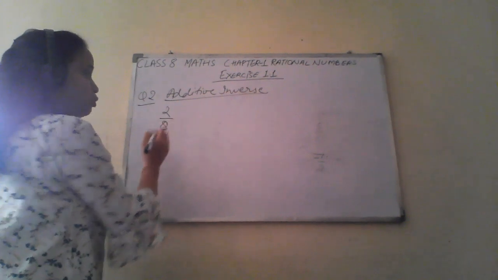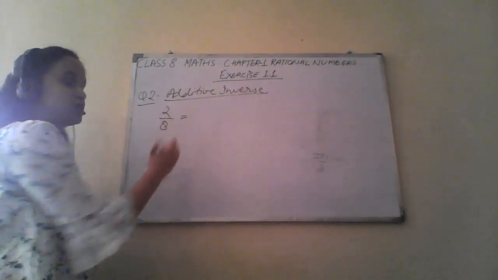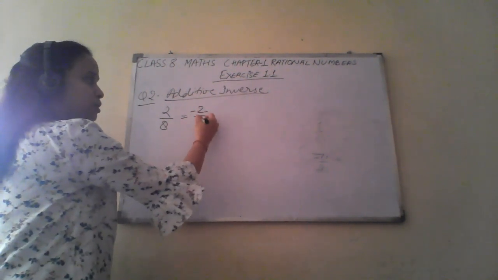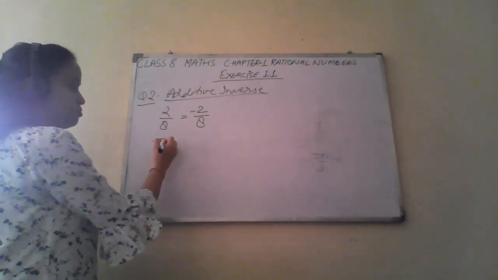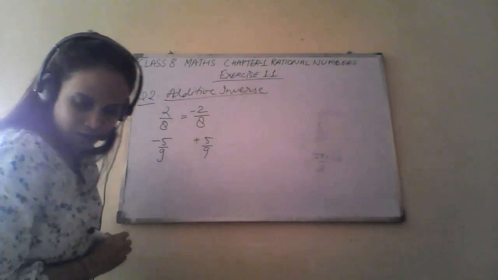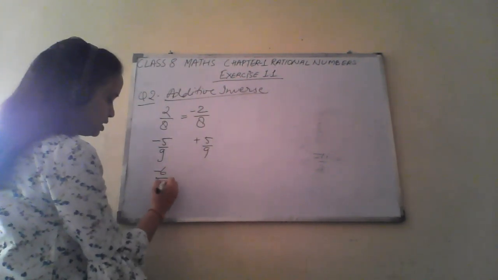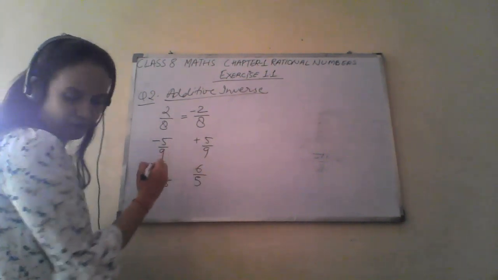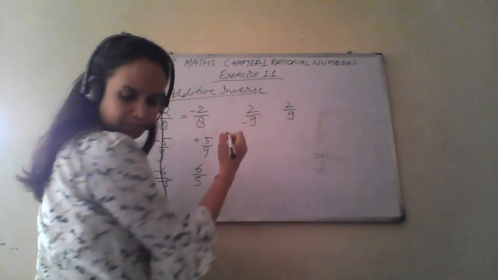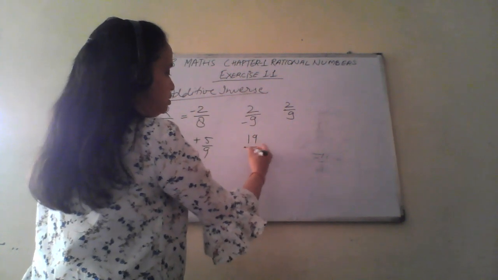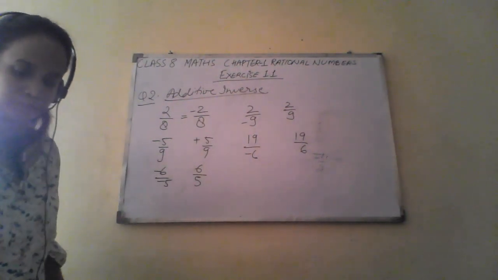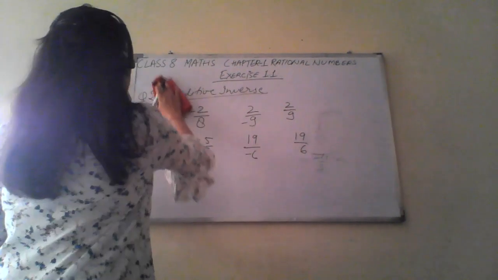Additive inverse of minus 2 by 8, what will it become? I have said the additive inverse of a number is the same number but with the opposite sign. So it will be 2 upon 8. What will be the additive inverse of minus 5 by 9? It will be the same 5 by 9 but with positive sign. Minus 6 upon minus 5, it will be 6 upon 5. 2 upon minus 9, it will be 2 upon 9. And finally 19 upon minus 6, the additive inverse of this will be 19 upon 6. So clear? Now question number 3.